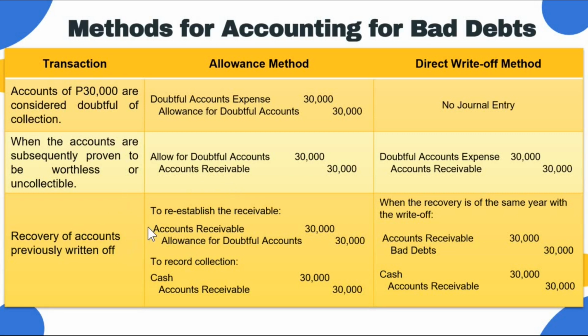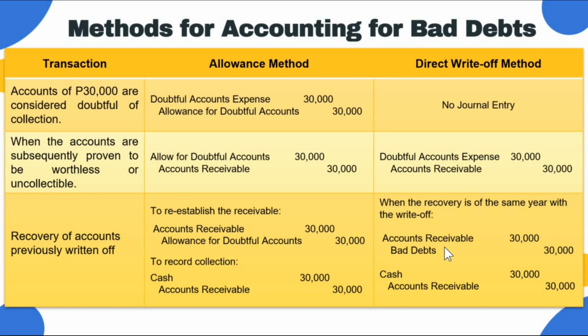Next would be the recovery. So, debit accounts receivable, credit allowance for doubtful accounts for 30,000. Tapos, i-record natin yung collection. Debit cash and then credit AR for 30,000. Now, under the direct write-off method, ito siya. This is the time na mag-recognize tayo ng expense, unlike doon sa allowance method. So, sa entry, same lang tayo ng entry dito. Kaso nga lang, hindi ka mag-report ng allowance kasi wala namang allowance dito sa direct write-off.